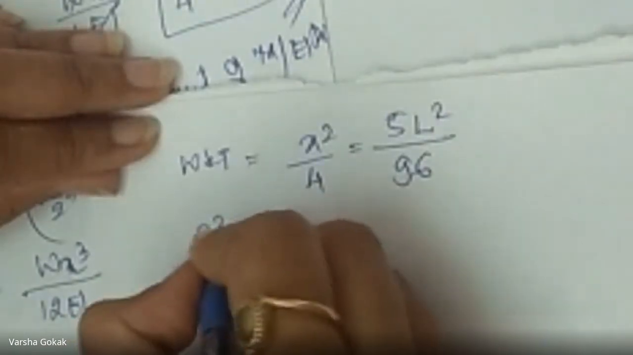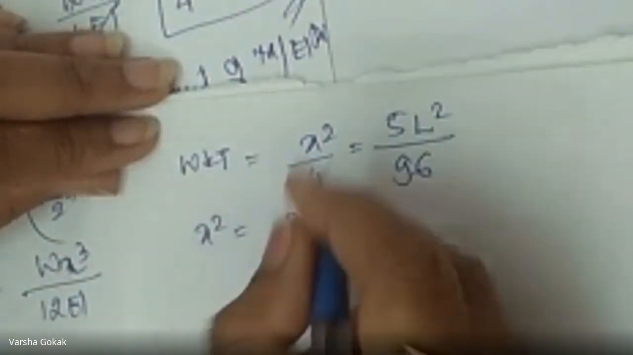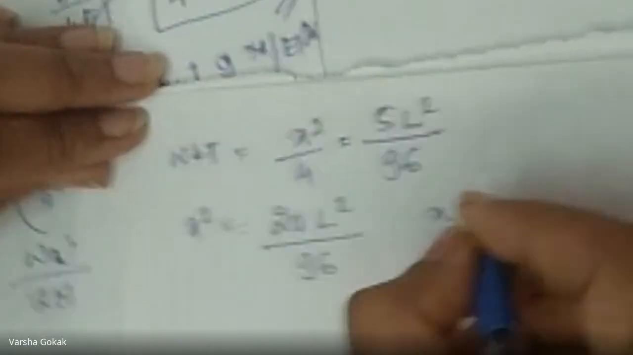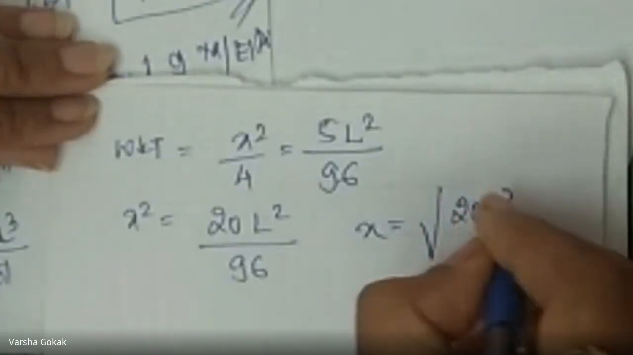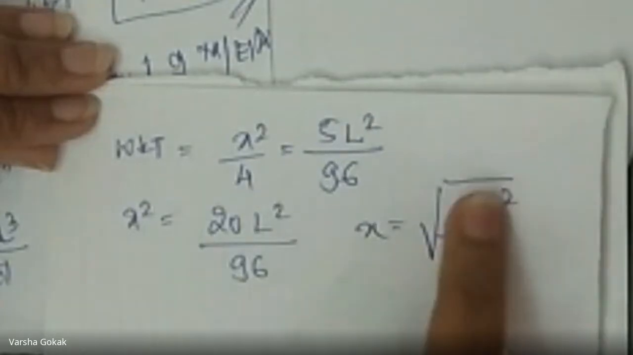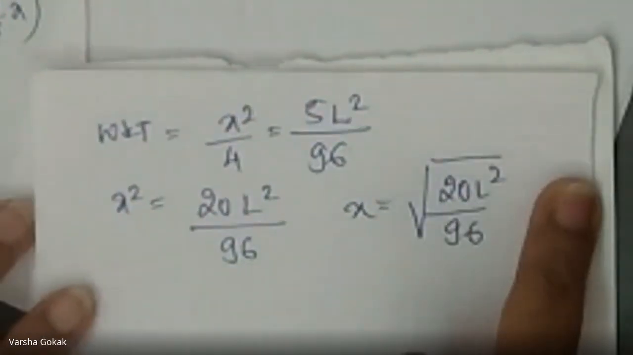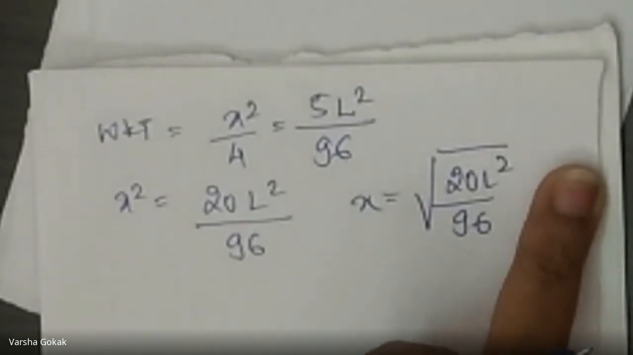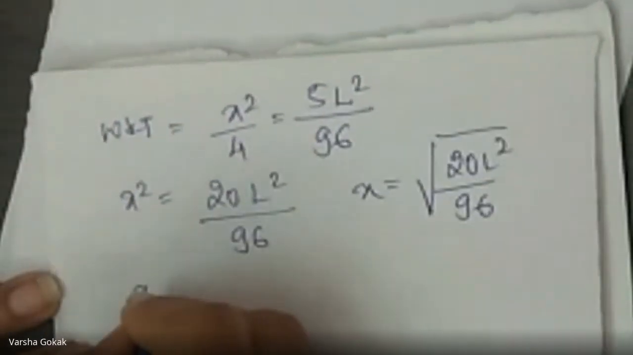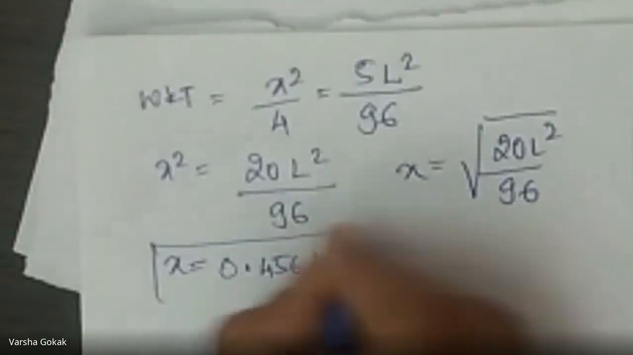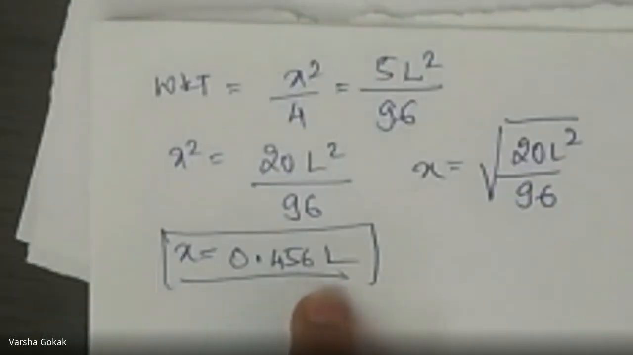So what is x square? X square is 20. This 4 goes there. 20 L square divided by 96. So x would be under root of 20 L square by 96. Take root of 20 divided by 96. L square's root becomes L. What is the value you get? I got a value of x is equal to 0.456 times of L. Right? We will get a value of x here.